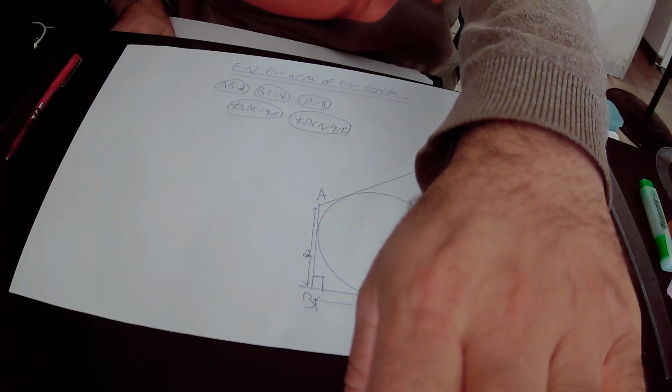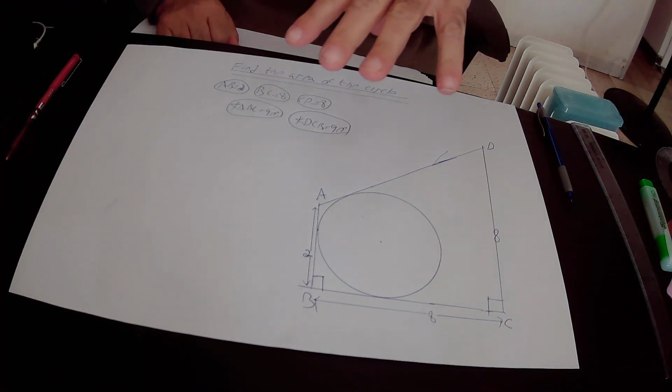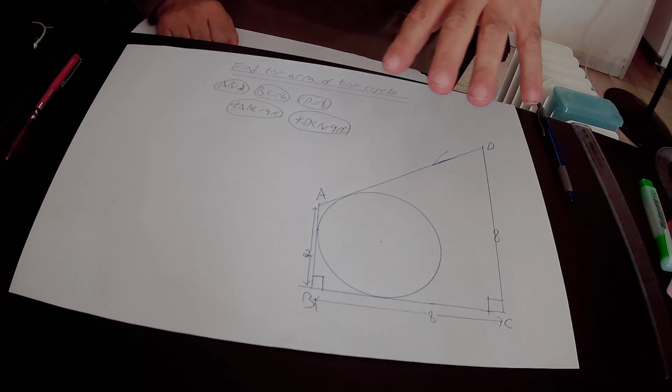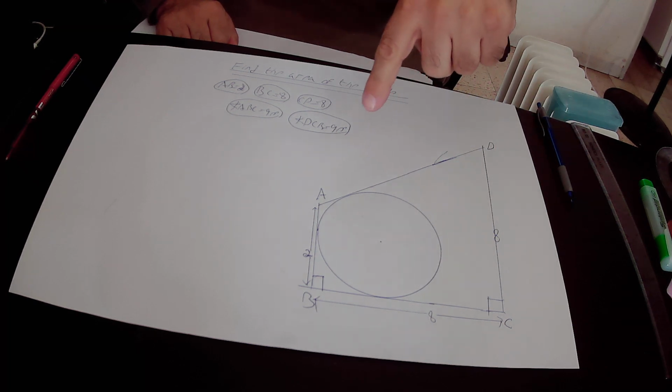Now, in this lecture, we'll find out the area of the circle. In the drawing, we have quadrilateral ABCD. Beside this quadrilateral, we have the circle.